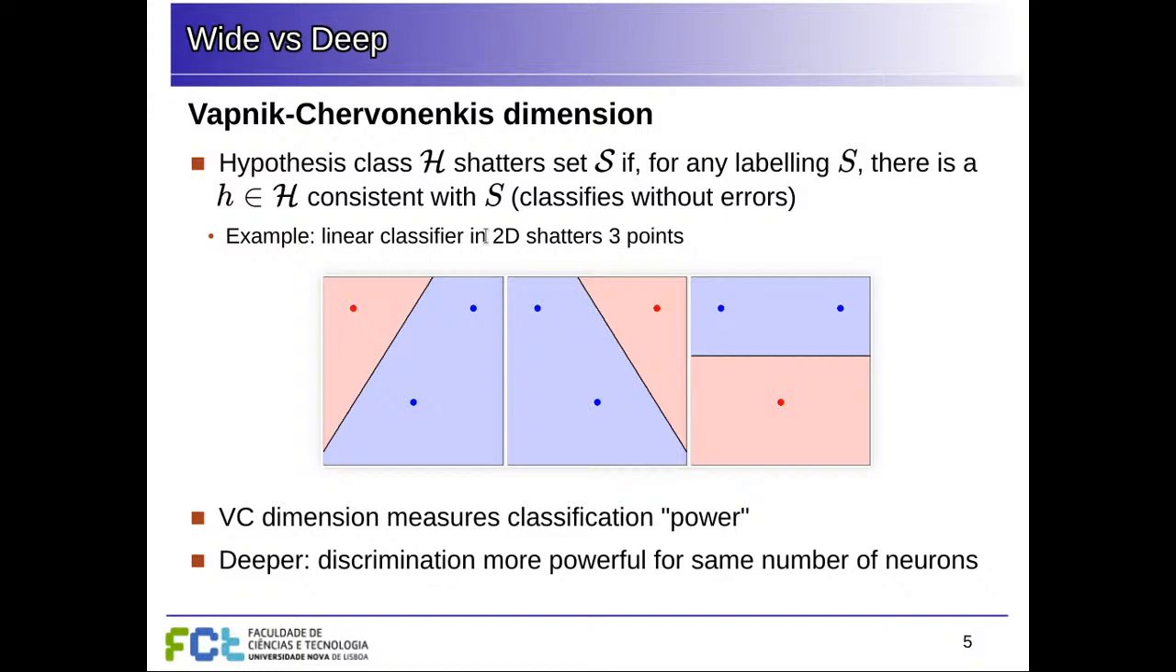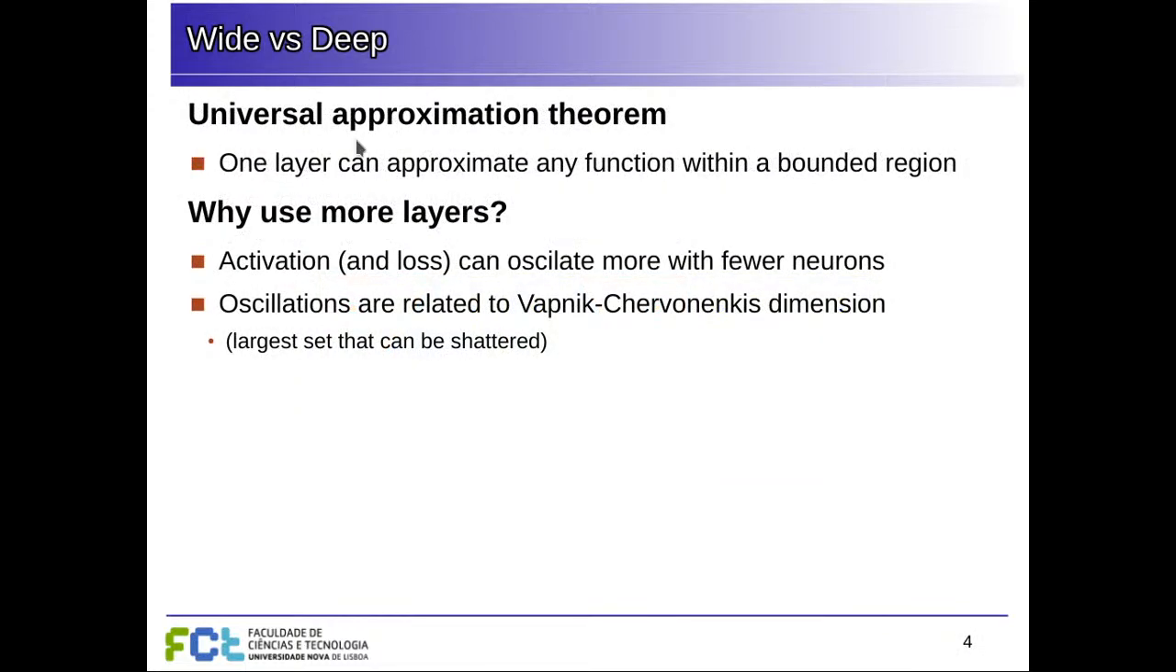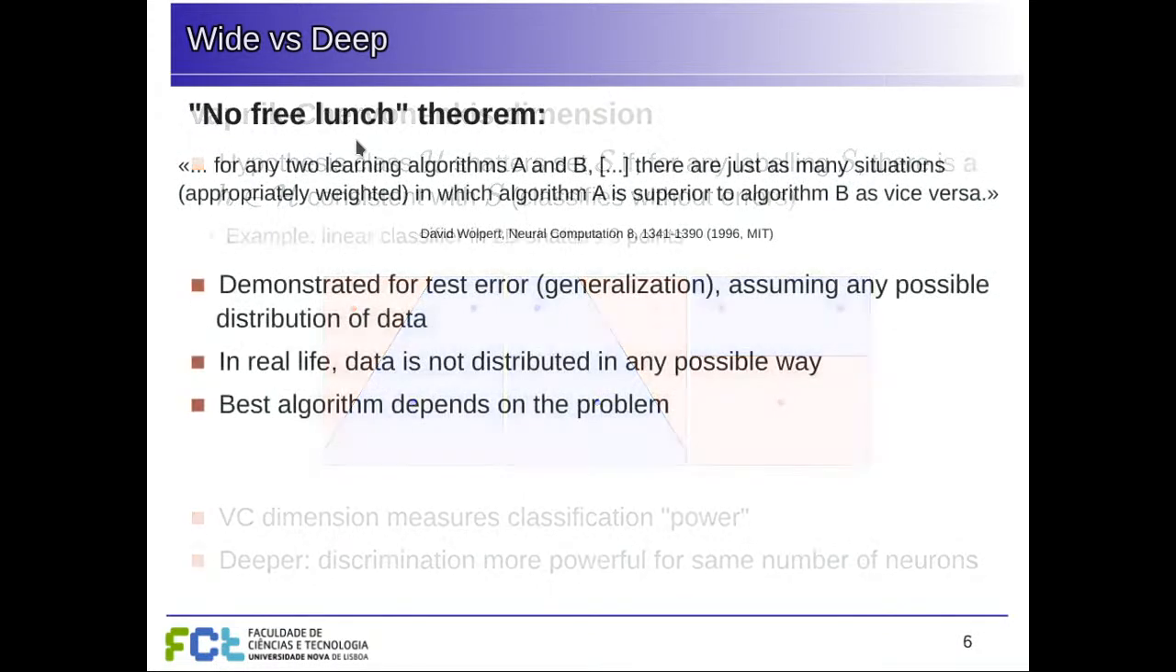Now, if we have a deeper neural network, it's easier to get those oscillations, so you have more oscillations, and we have a larger shattering power. There are larger sets of points that we can classify without errors, regardless of the labeling, with fewer neurons. So the big difference here is that with one hidden layer, in theory, we can have an arbitrary approximation to any function if we have enough neurons, but if we stack the layers, we can do that, for example, for classification with fewer neurons. So that is one big advantage of using deeper networks.